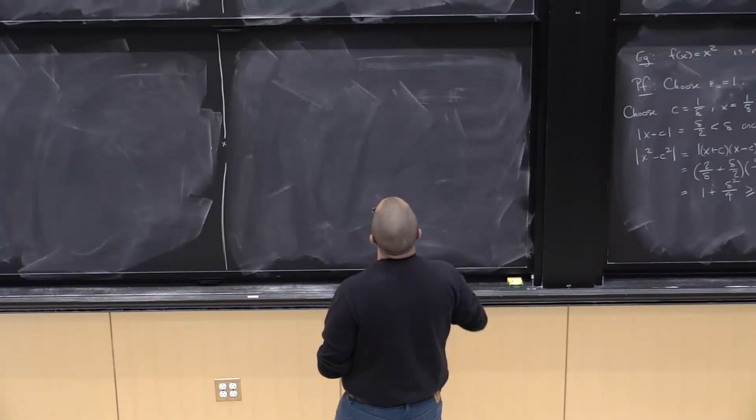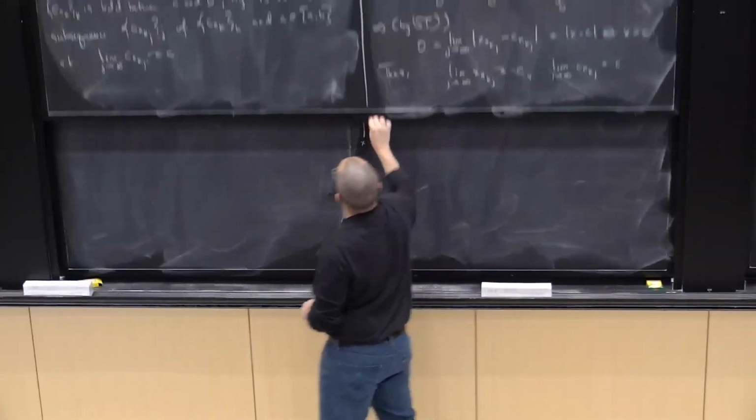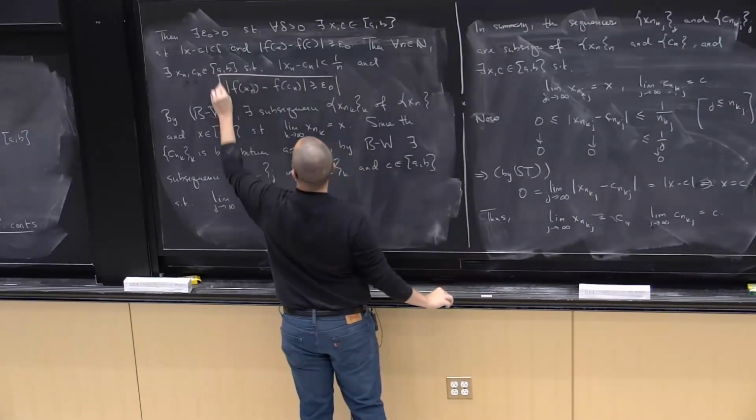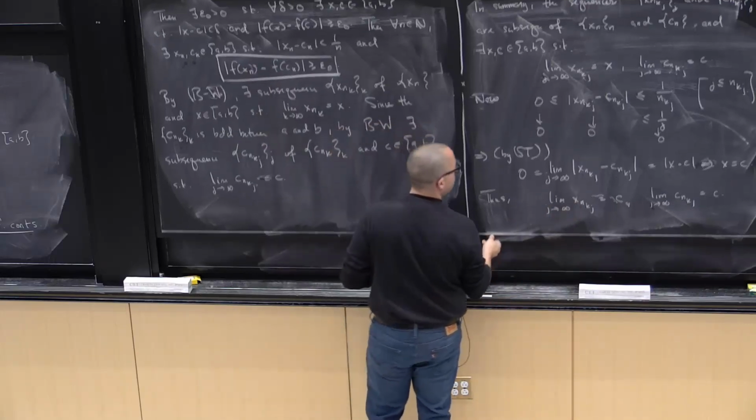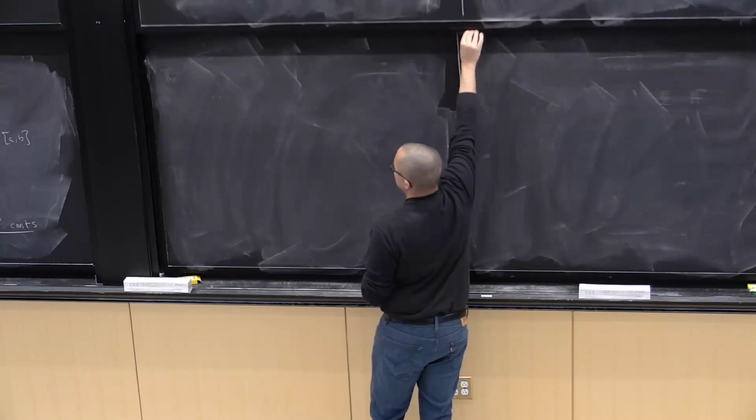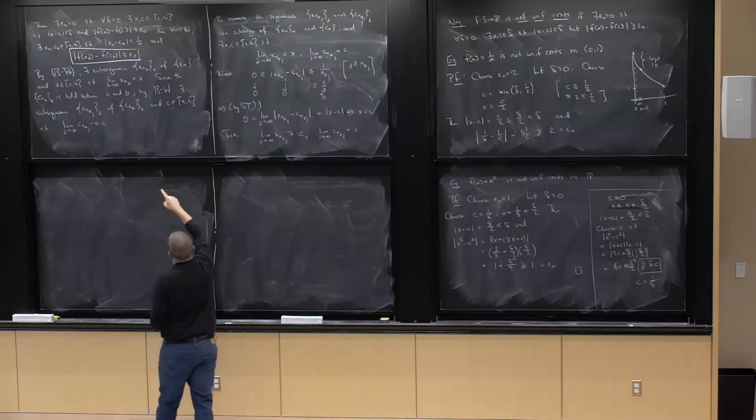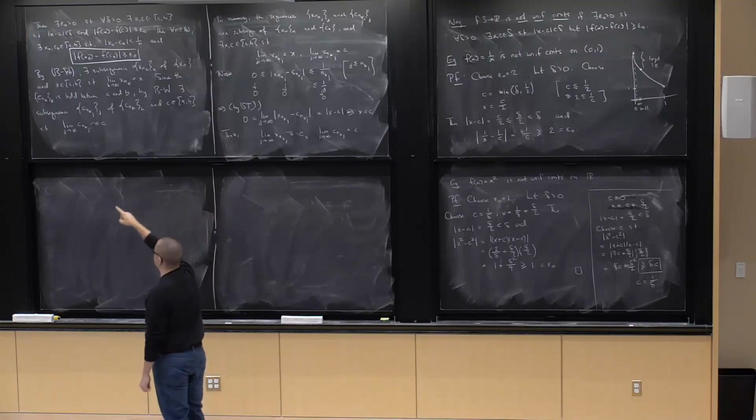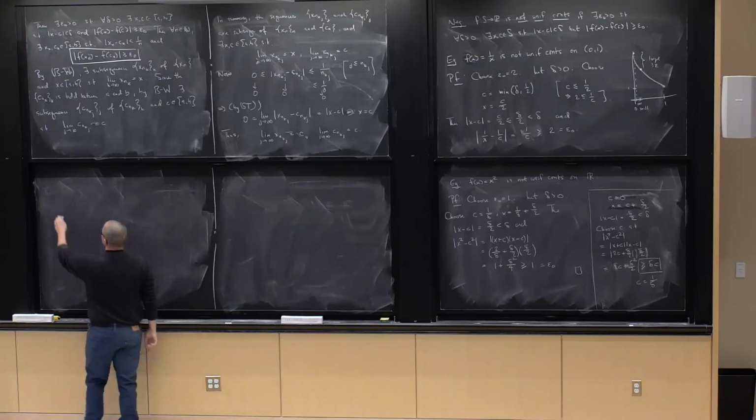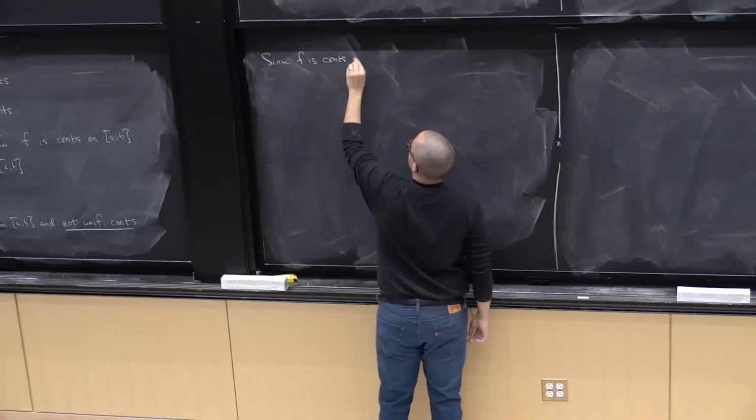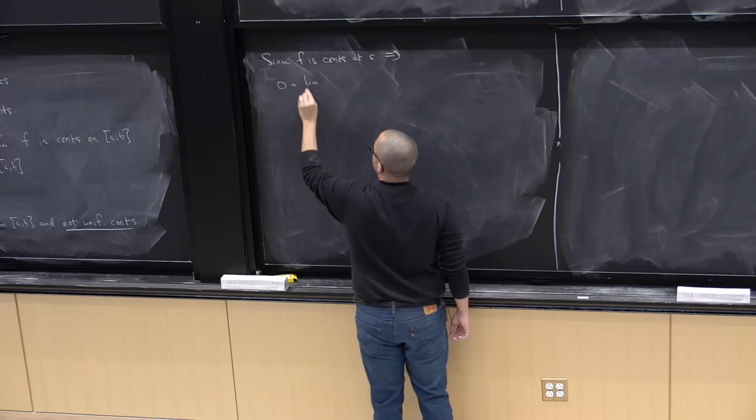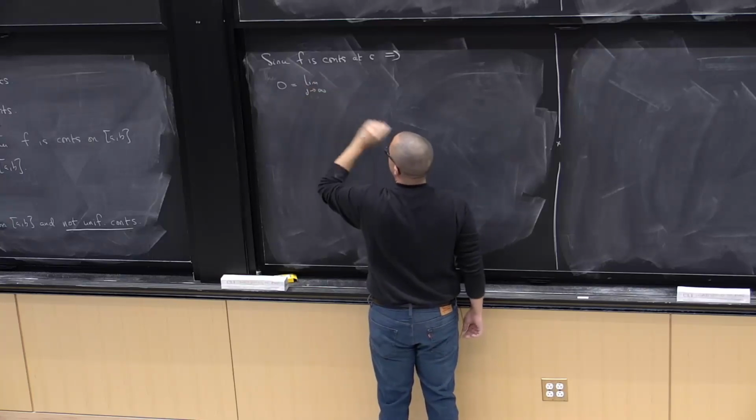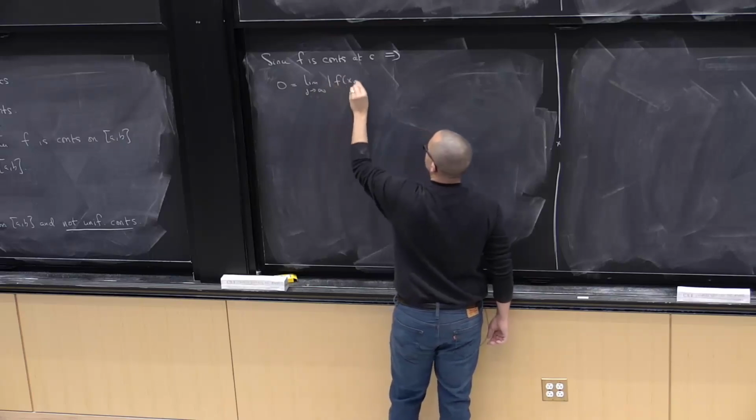All right. Now, where's the kicker? This. So these are subsequences of x sub n and c sub n. But each of those sequences is converging to a number, c. So by the theorem about continuity, since f is continuous at c, this implies that 0 equals the limit as j goes to infinity of f of x sub n sub.